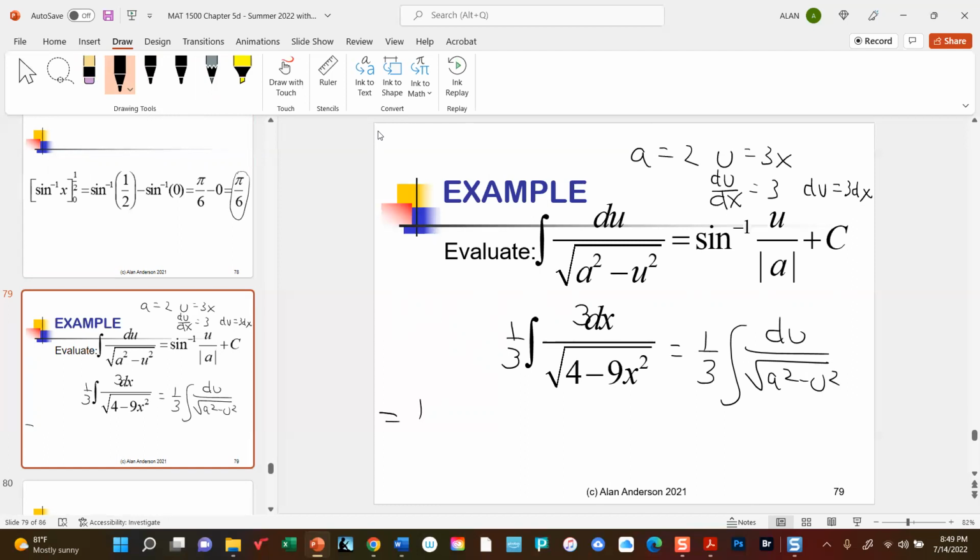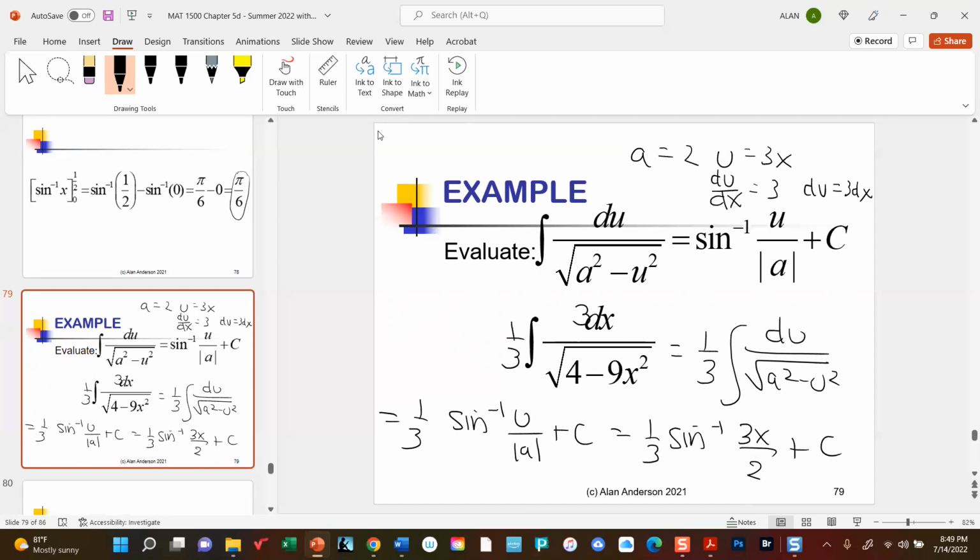And so that means I have 1/3. This one does need a constant. U is 3x. This is 2. Now, you can see there's an absolute value. We don't really need the absolute value because 2 is clearly a positive number. Oh, and that seems to be it.